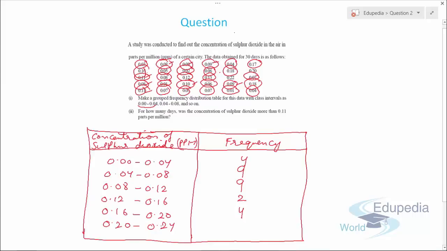Then 0.20 to 0.24, right? So this is 1, right? Then we need to search. Let's do it. So it should be equal to or greater than 0.2, but should be less than 0.24, right? So this means we have 1, then we have 2. So we have 2 values. So 2 will come over here, right?